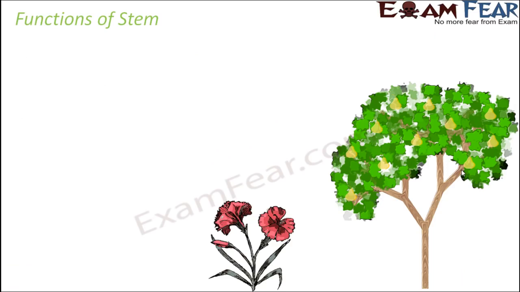Now what are the functions of stem, which is very, very important to know? It supports different parts of the plant like leaves, flowers and fruits. Because if you don't have the stem, it is the one which actually supports all these. So here in this picture you can actually see these flowers. I mean, who will hold these flowers if the stems are not there? Similarly, the fruits as well as the leaves.